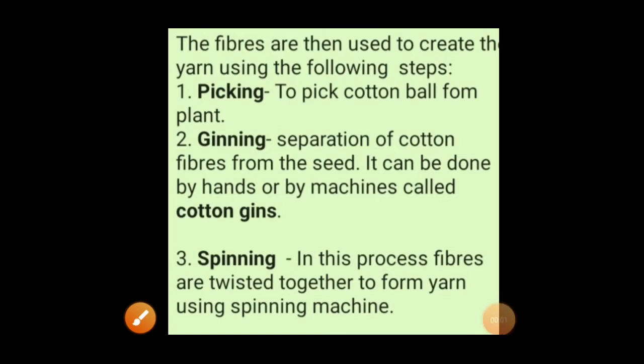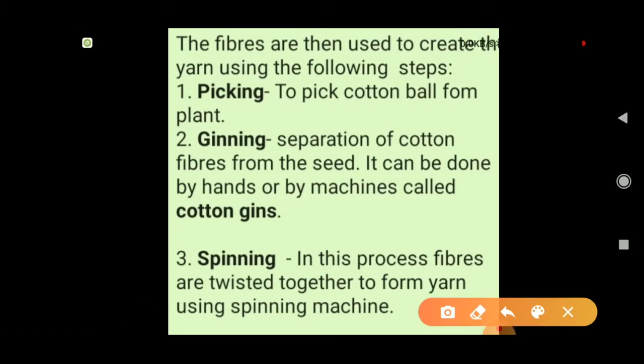The fibers are then used to create yarn using the following steps. Now the steps are: the first step is picking. Picking means to pick the cotton ball from the plant. Then the second step is called ginning. Ginning is the separation of the cotton fibers from the seed.